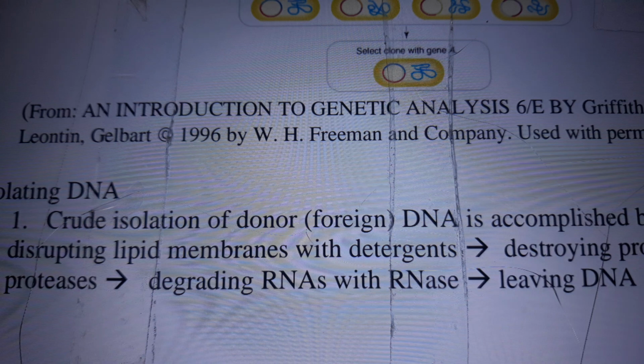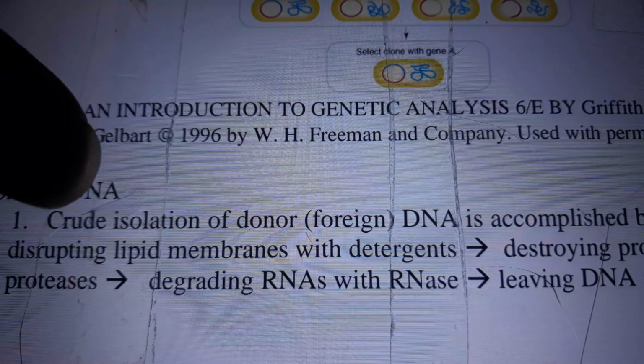This is courtesy of An Introduction to Genetic Analysis, 6E, by Griffiths, Miller, Suzuki, Lewontin, Gelbart, copyrighted in 1996 by W.H. Freeman and Company, used with permission. Right? So all credits to them for this beautiful illustration.